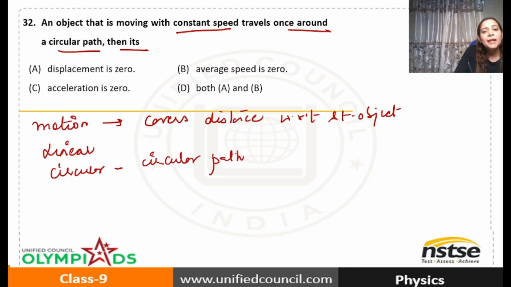When a body is moving in a circular path, let's say a body starts from here and ends up here. So a circular path is something where the initial and final points coincide.